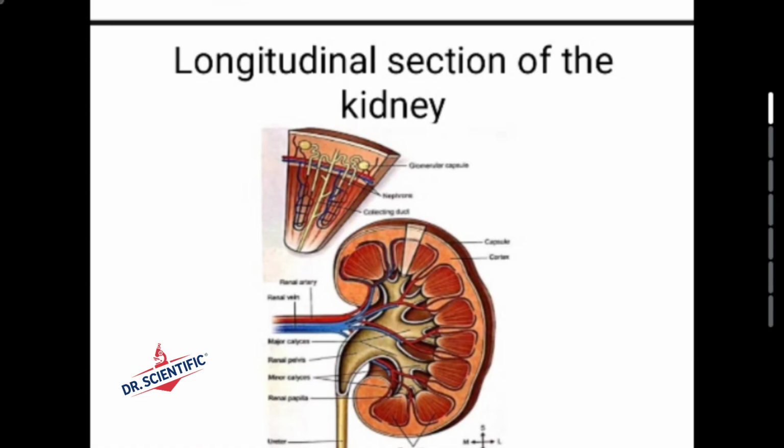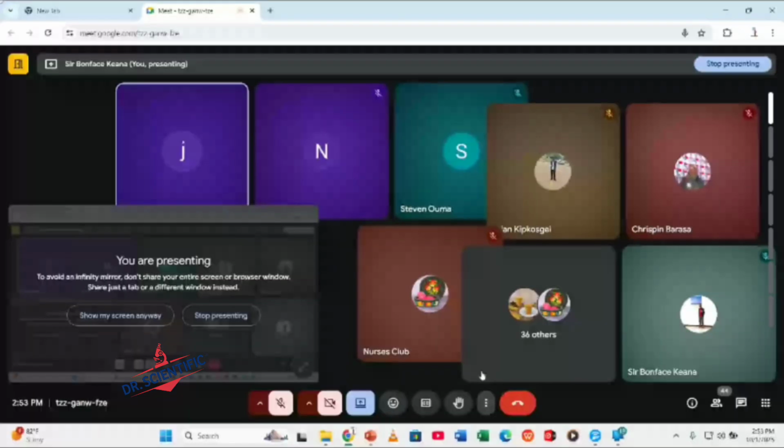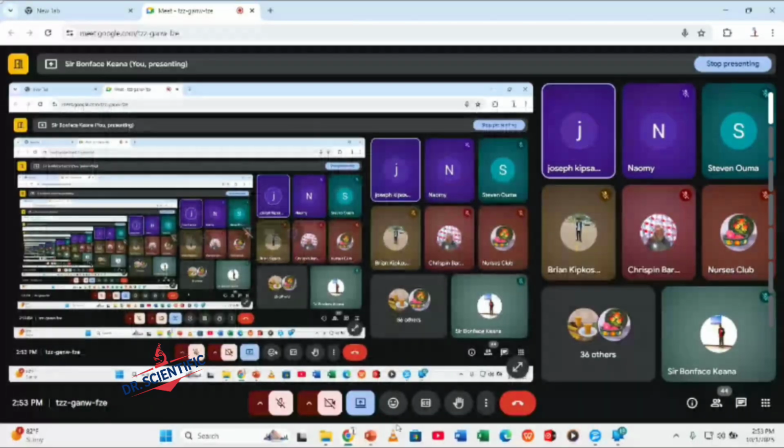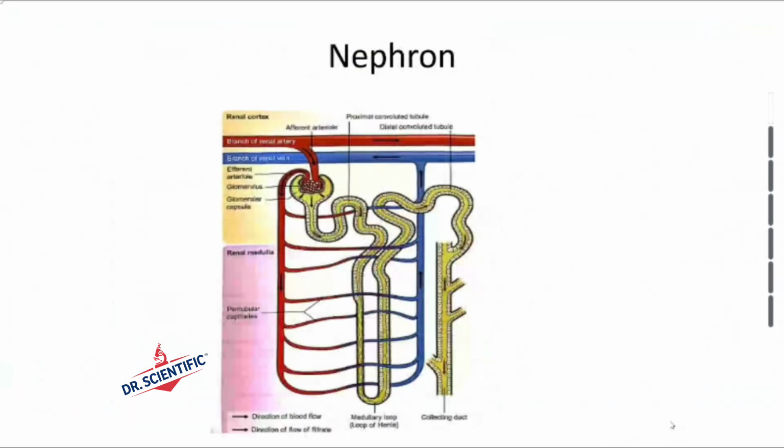Basically, this is where urine is made. For example, you can see in that diagram a branch of the renal artery. It comes in, what we will call afferent. Afferent now is coming towards that glomerular capsule. So we have the afferent arteriole coming in, forming the glomerulus. That is where now the filtration takes place. And then after the filtration has taken place, there is the efferent arteriole that takes away the blood.